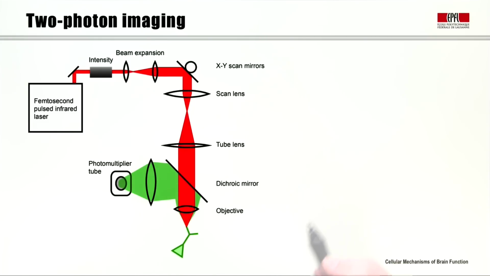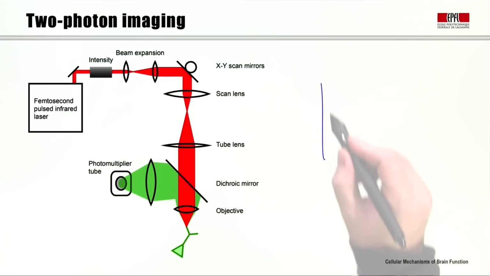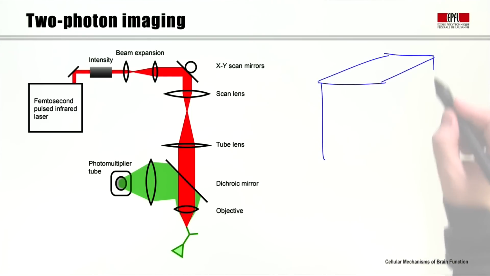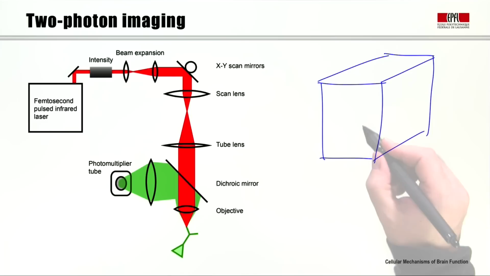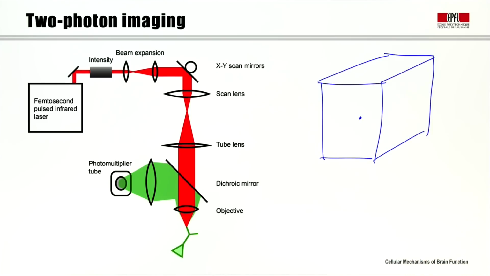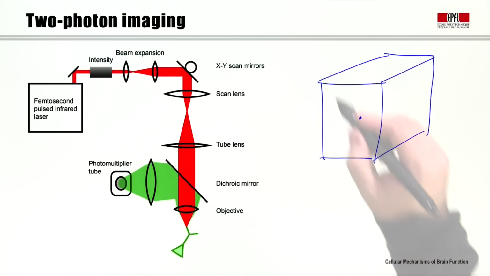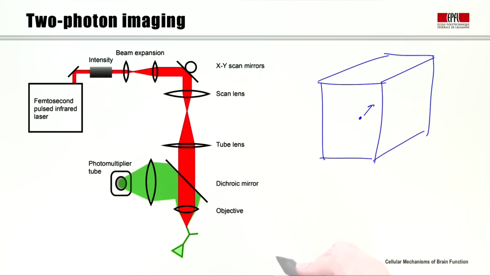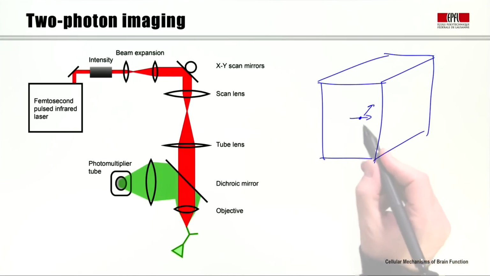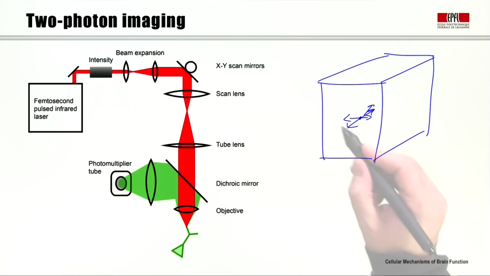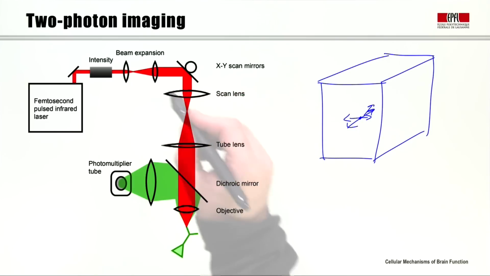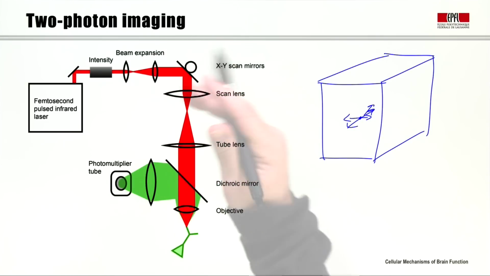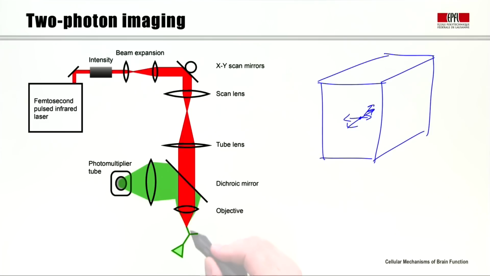Now, we only have a small volume that's getting excited, so if we imagine that this is being focused into some volume of brain tissue, we have a small volume that gets excited by our two-photon excitation beam, and we can then measure the emitted photons from that. The way that we can turn that into an image is by moving this excitation volume around in X, Y, and Z. We do that through different scanning mirrors where we can move the beam in the focal plane here. So we move our focal volume around inside the sample.